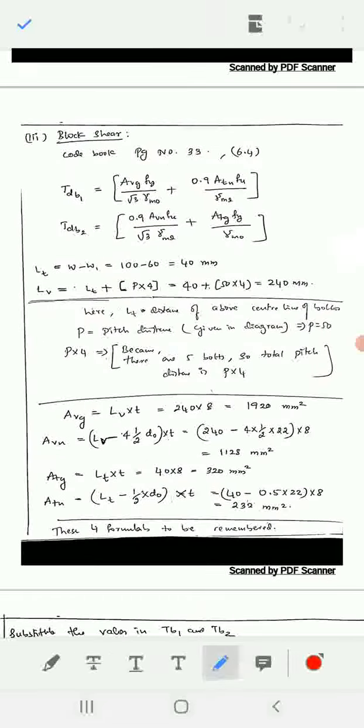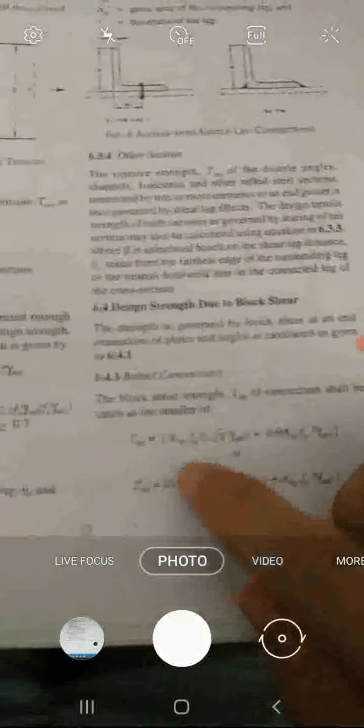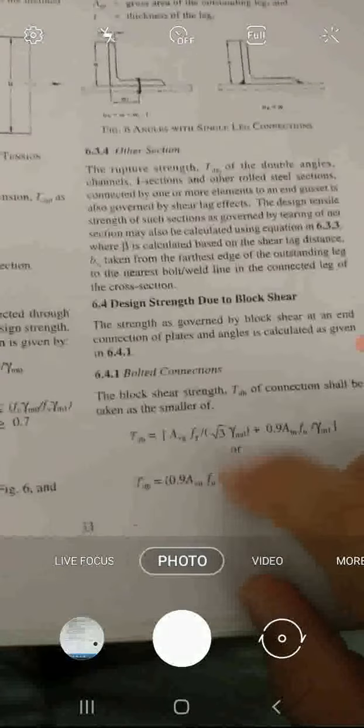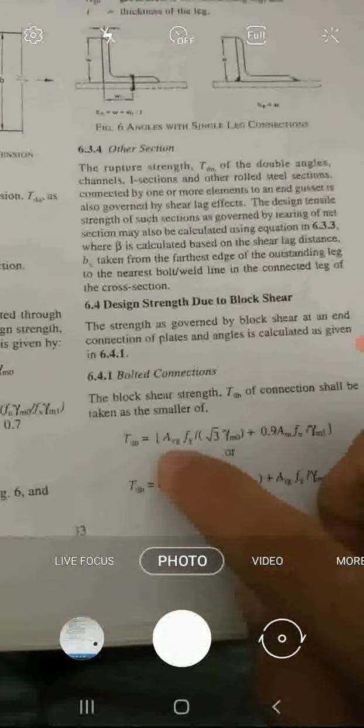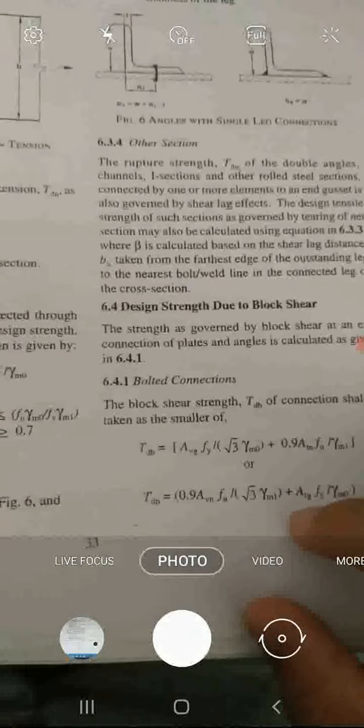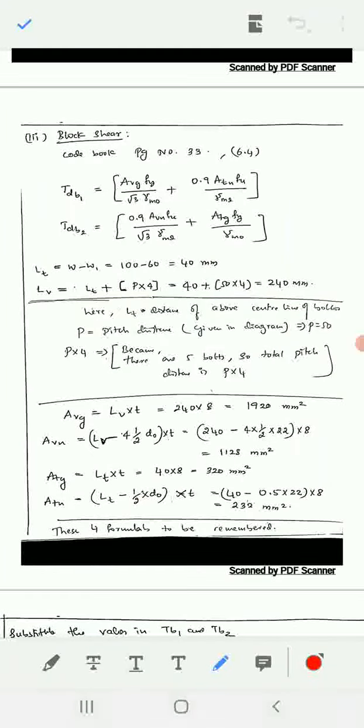This formula is there on page number 33 on the other side. Here you can see page number 33, this is the TDN formula we just needed, and then here block shear formulas. There will be TB1 and TB2. Two formulas are there. Both formulas you have to note down, right? Here AVG, ATN, AVN, ATG. These four unknowns we have to find out. For that we have formulas, right?